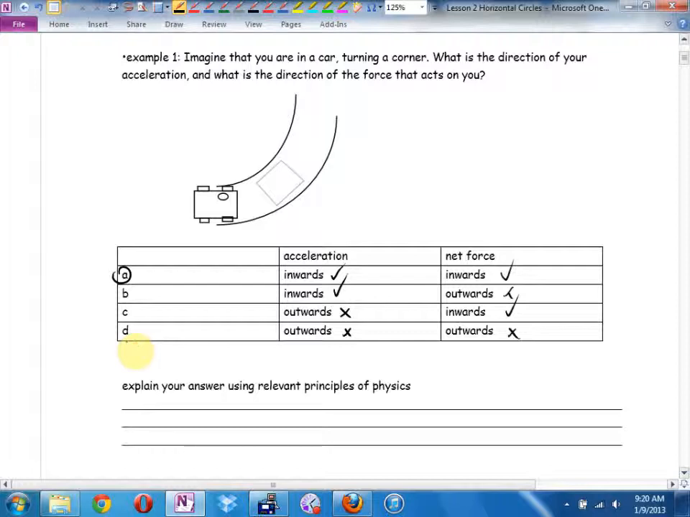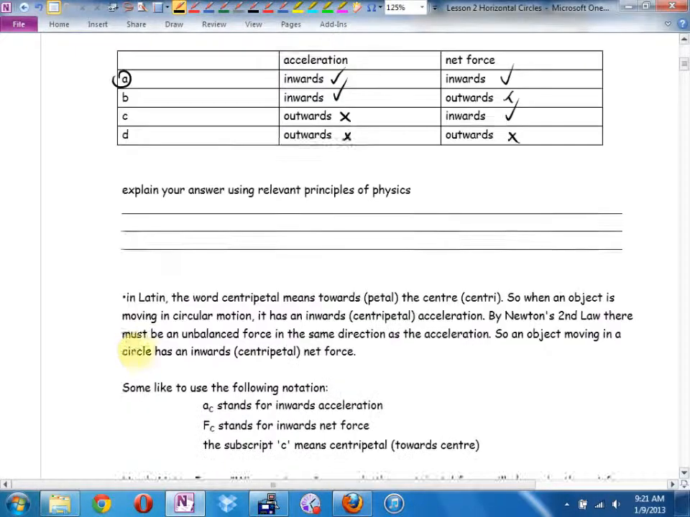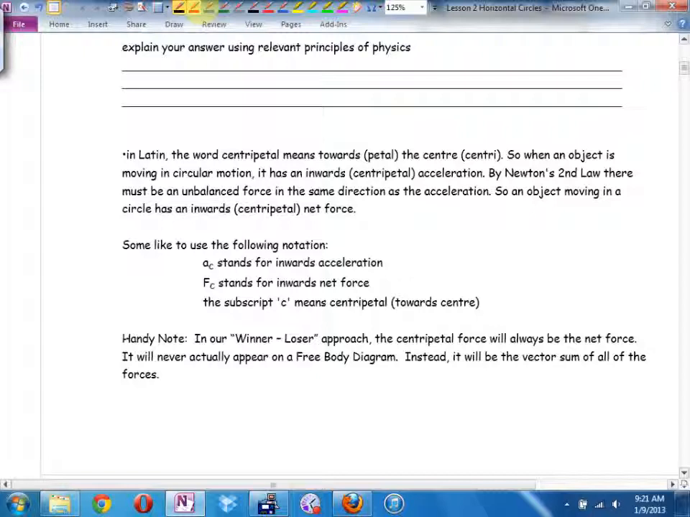That was that big rant. Remember we subtracted two vectors last day and we found actually it is pointing inwards. It says explain your answer using relevant principles of physics. We just did. In Latin, the word centripetal means towards the center, centri, towards the center, center seeking. So when an object is moving in circular motion, it has an inwards acceleration. And because you have an acceleration, that means there must be an unbalanced force in the same direction as the acceleration.